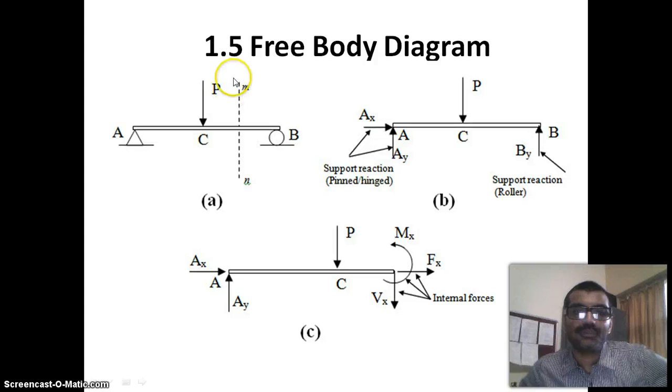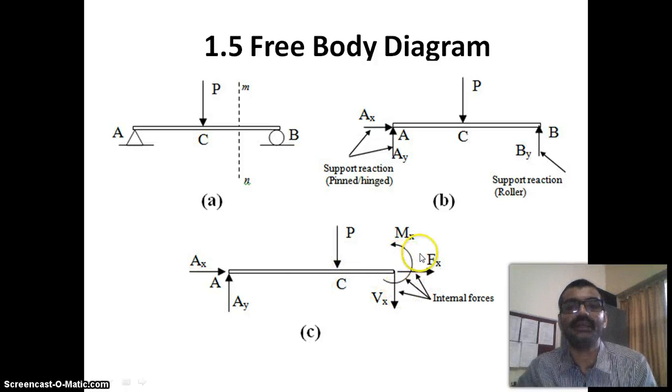Suppose we take a cross section over here, that is MN. So this MN section is subjected to three internal reactions. One is Vx, that is the vertical internal resistance, Fx, that is the horizontal internal resistance, and the moment, that is Mx, the moment of resistance of the section. So this is the free body diagram of the AB beam.